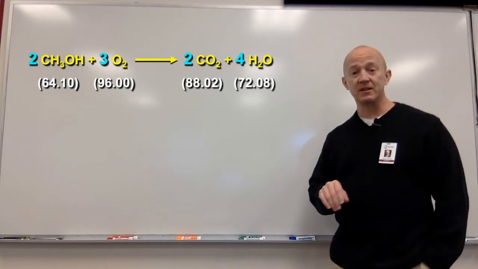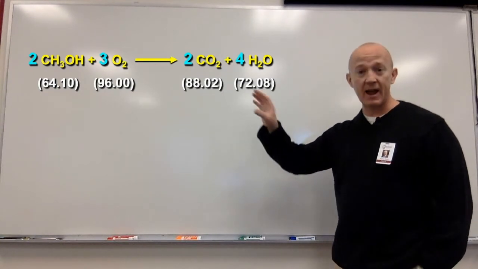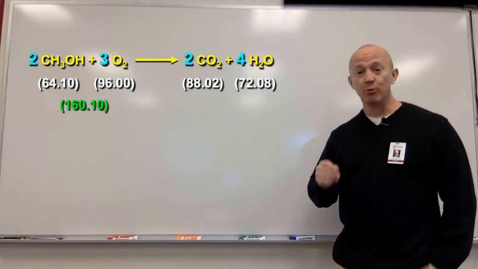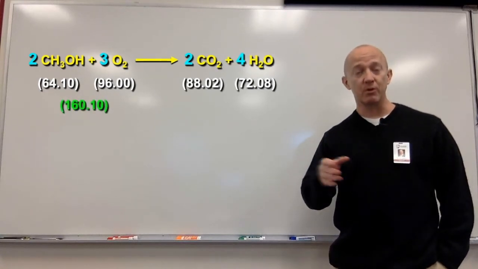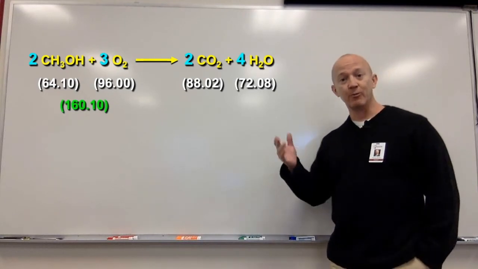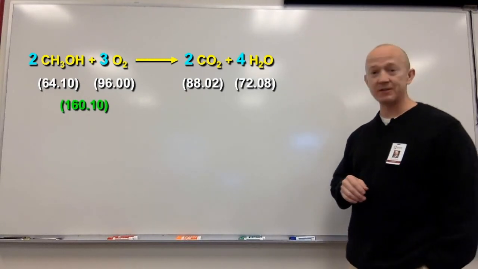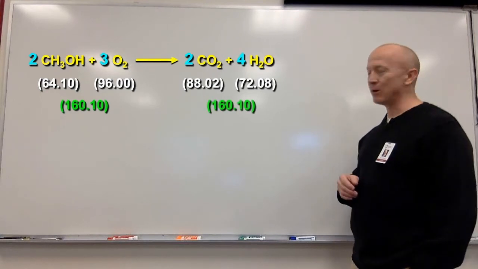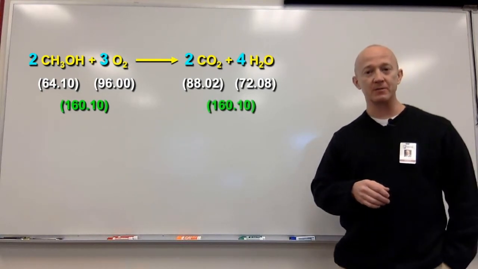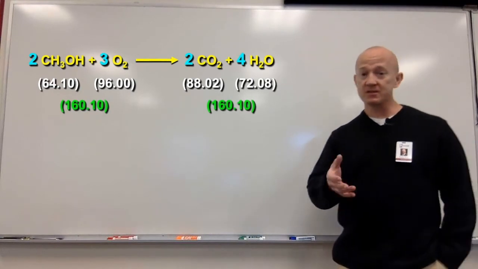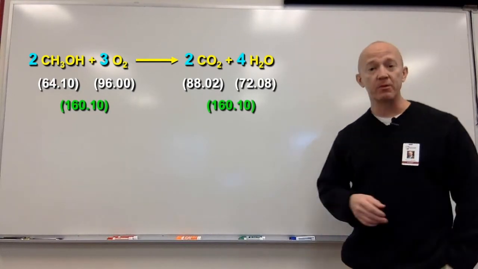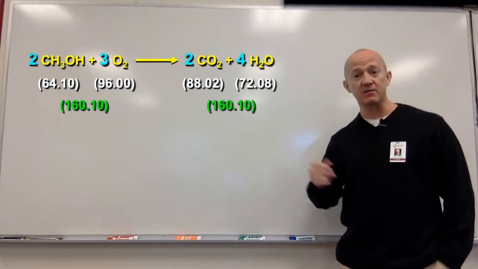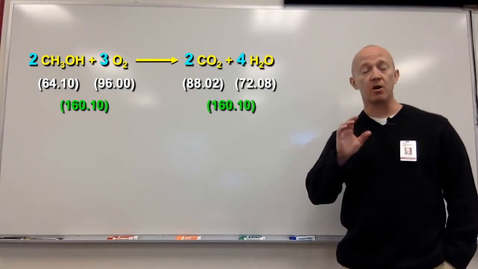Now watch this. Let's add the masses of the reactants together. What do we get? Right, we get 160.1 grams. What happens if we add together the masses on the product side? Again, we get 160.1 grams. So you see, this tells us that we're in agreement with the law of conservation of mass, that the mass of the reactants and the mass of the products in a chemical reaction are always equal.